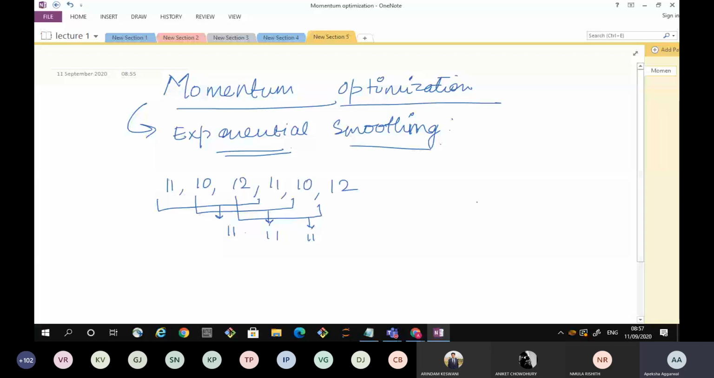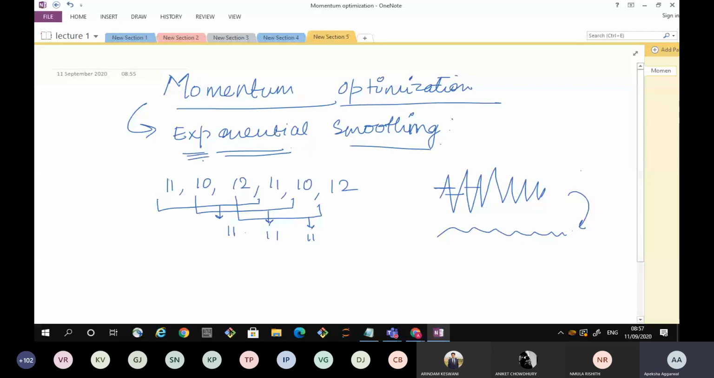Whenever I have some random points, and I'm taking the average of a particular set, then the average, and then the average, it will always make my series somewhat smoother. So this is the overall idea behind smoothing. In exponential smoothing, we just use the exponential function.